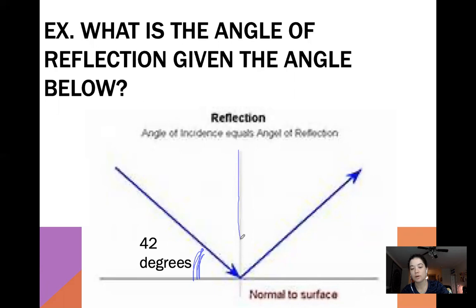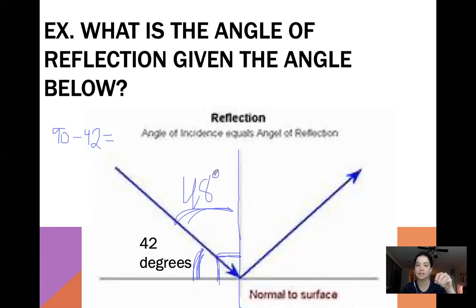Remember that our normal right here is perpendicular to our surface. So this adds up to be 90 degrees. If the whole thing is 90 and we have 42 degrees here, what's left over? We'll say 90 minus 42 equals what? 90 minus 42 is 48. So this piece right here is now 48 degrees, and that is our angle of incidence.